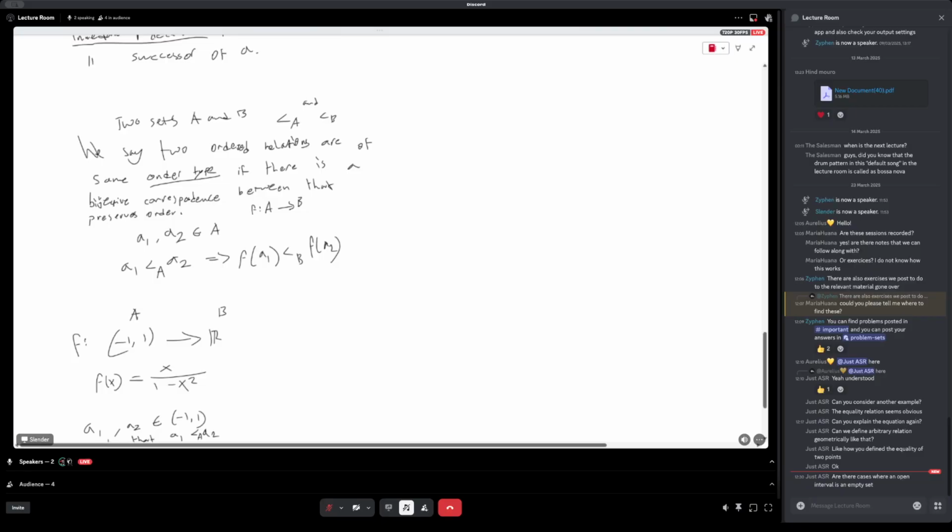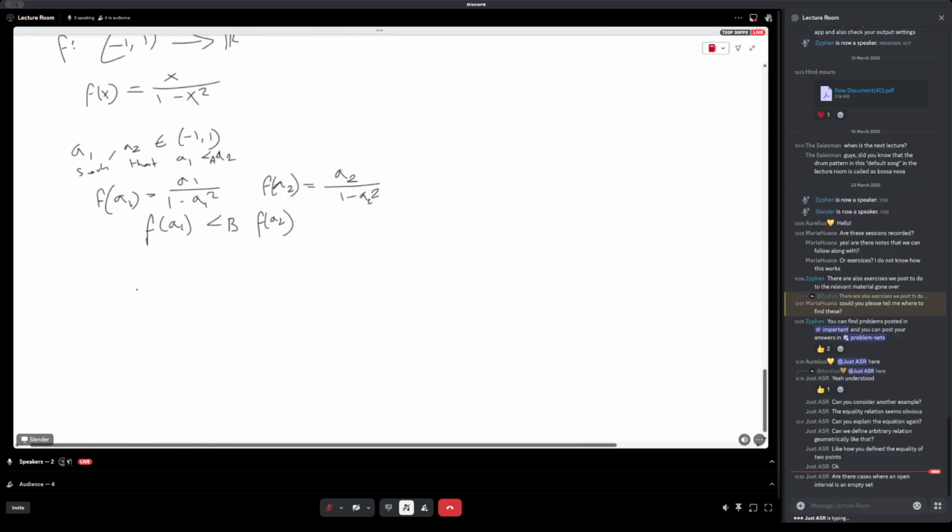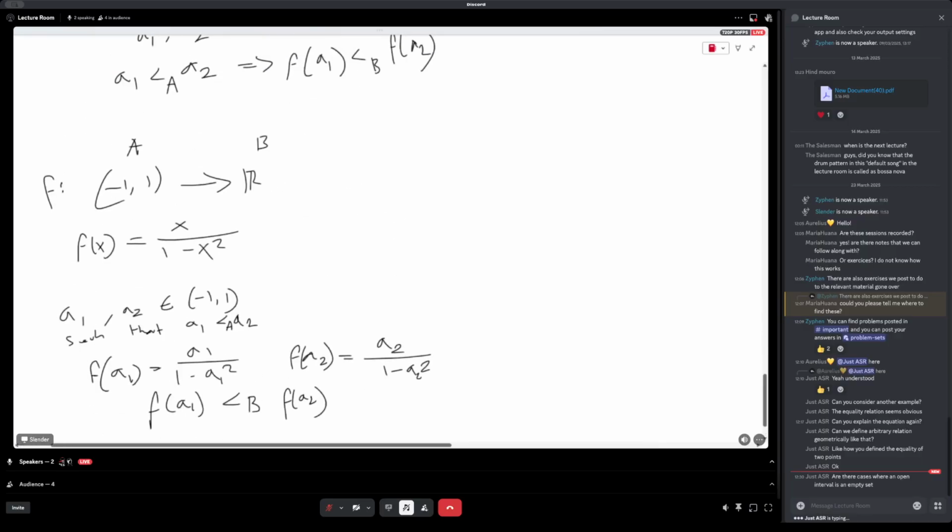So that was the, you can see more examples in the book. I will go over bounded sets now. Are there any questions so far about this?